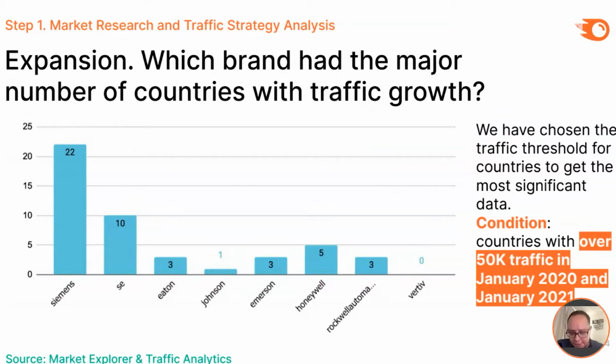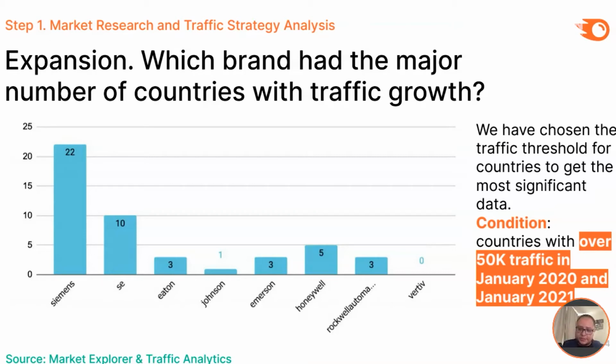So, expansion as a first step. Market research, traffic analytics. Let's see in how many countries our competitors are working and have the most impact, right? For example, here you can see that Siemens is working in 22 countries, Schneider Electric in 10 countries, Eaton in 3, Johnson, Emerson 1, Honeywell 5. So here we already extrapolated all the data that we gathered, and we saw the condition.